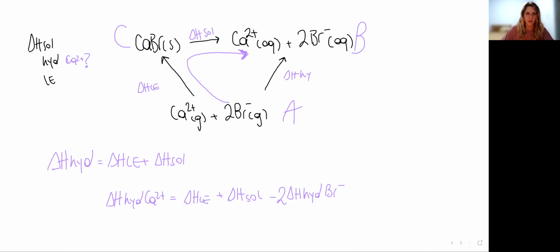If you want to give it a go, go for it. But the correct value is minus 1,579 kilojoules per mole. So the common mistakes are wrong rearrangement, or wrong setup of the cycle, and forgetting to times by the stoichiometric coefficient.